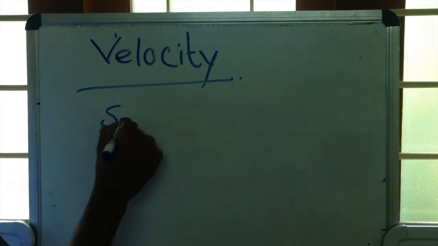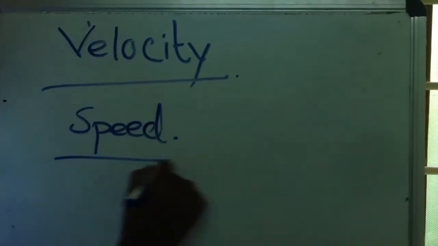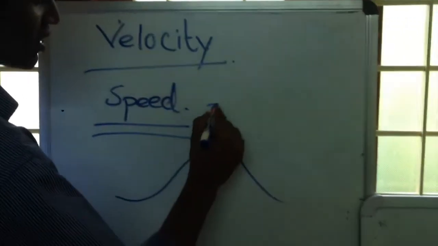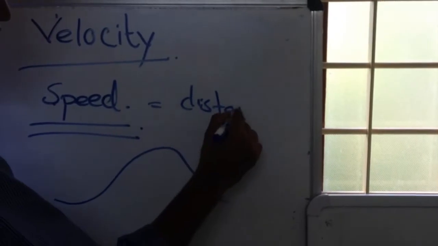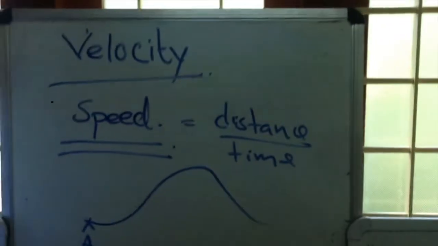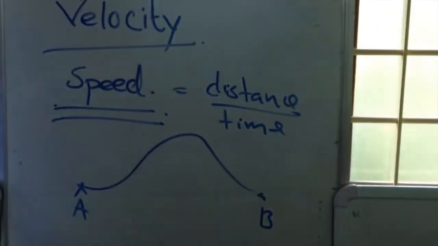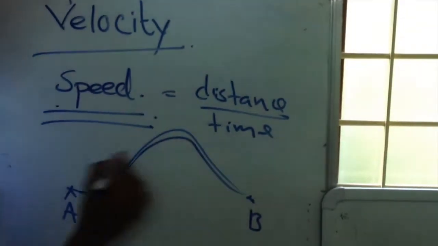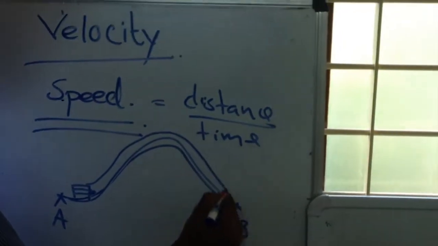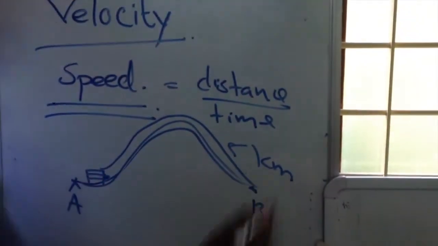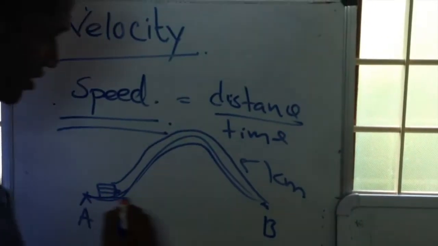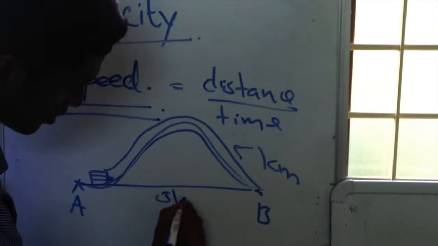In these cases we are speaking about speed, and we know speed is equal to distance divided by time. So consider 2 points A and B. Sometimes a road may be curved, so that when we take the vehicle it actually takes this much path, say 5 kilometer, but the displacement of the body will be only the shortest distance, say 3 kilometer.